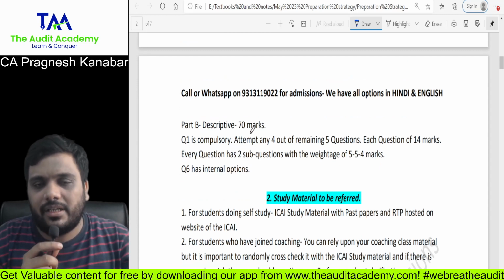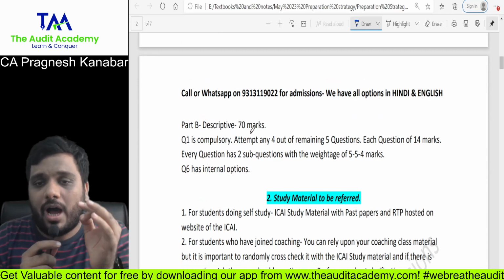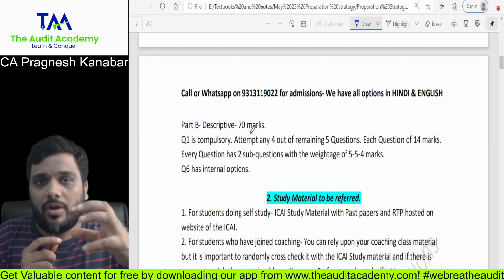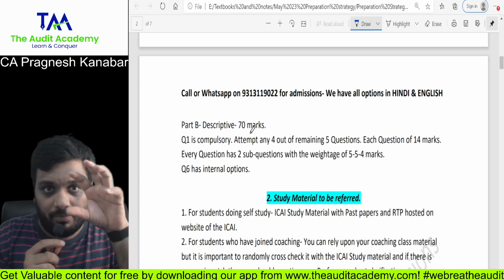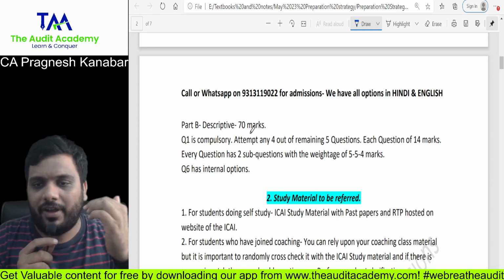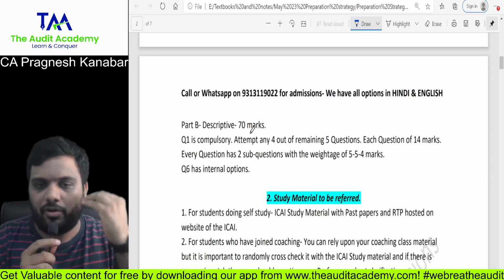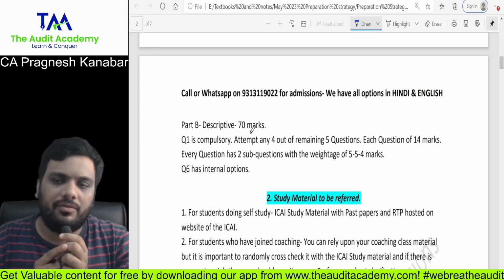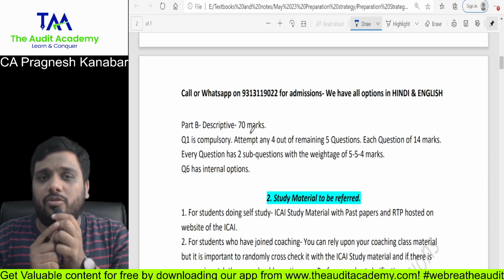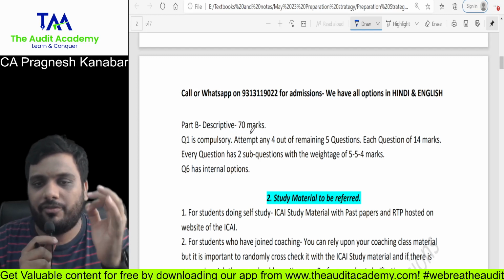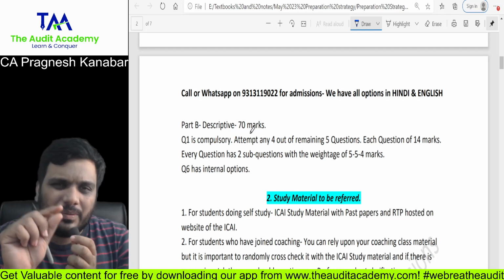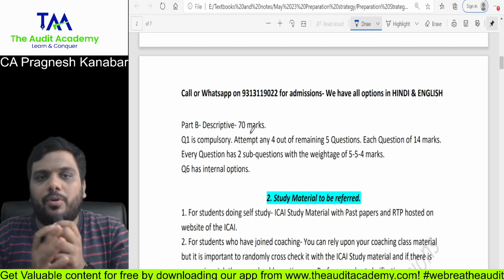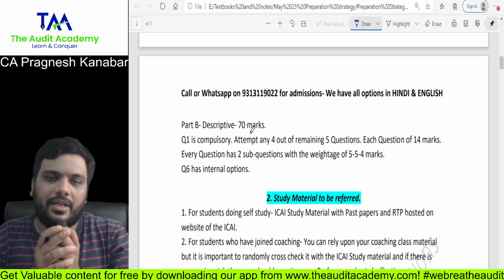Question number 1 is compulsory. You have to attempt any 4 out of the remaining 5 questions. Each main question is of 14 marks, and under that you have a range of 5, 5, 4 marks. If the institute wants to play around a little, they can, but every single question will be of 14 marks. You are expected to attempt 5 questions, 1 compulsory, 4 out of the remaining 5. Question 6 will have some little bit of internal options. So this is broadly the syllabus and the weightage.